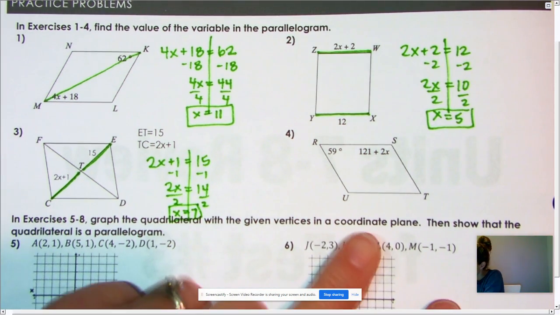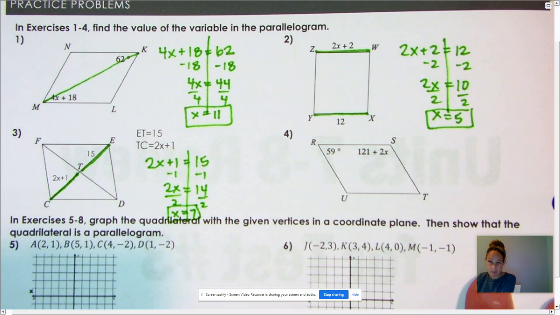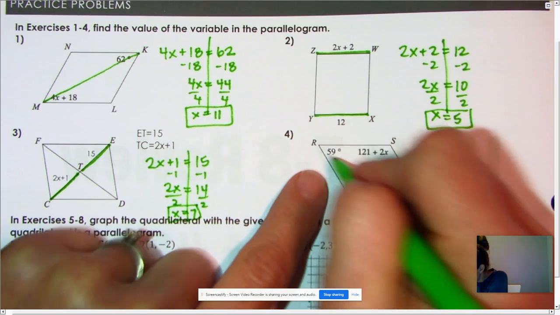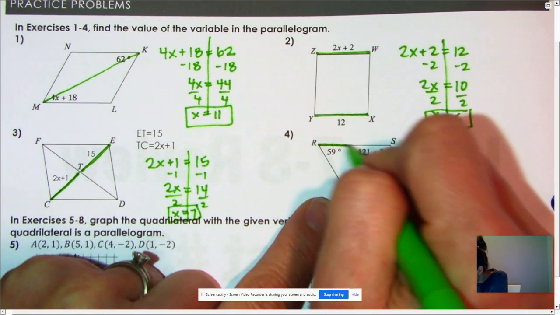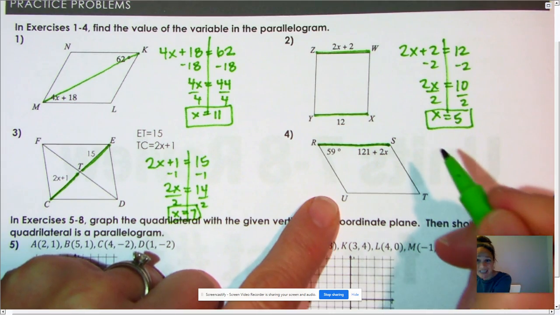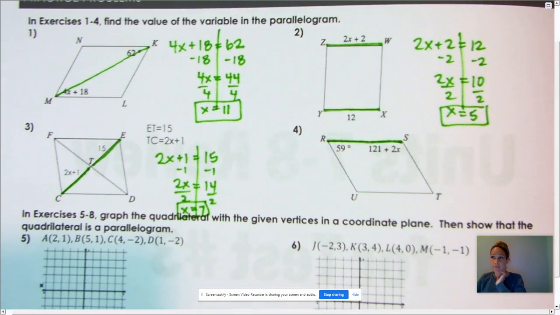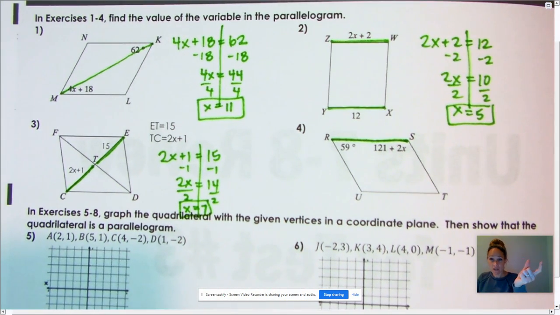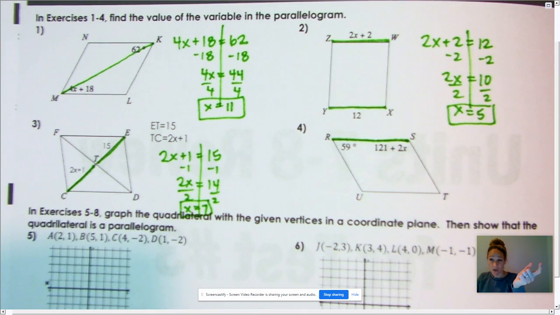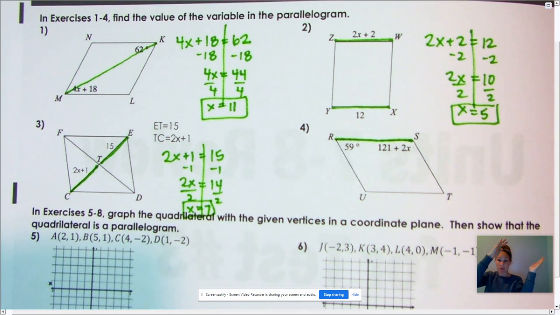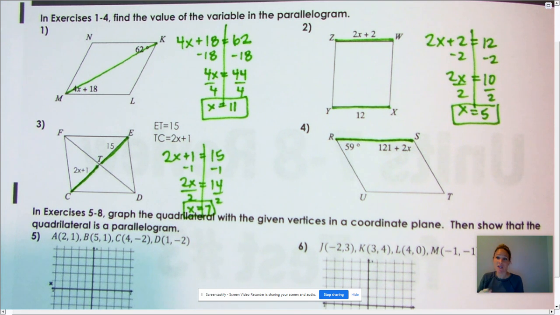Then question 4, this is the one where it's a little bit harder. So remember, if I go from one angle to the next and it forms a side, that makes them consecutive angles, which are supplementary. Or you can think way, way back when we had parallels cut by a transversal, they were same side interior, which were also supplementary. So supplementary means that they add up to 180.